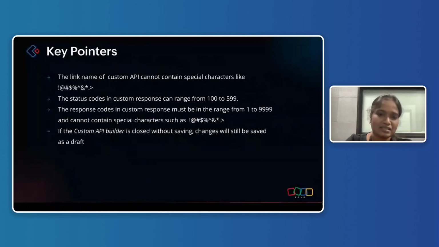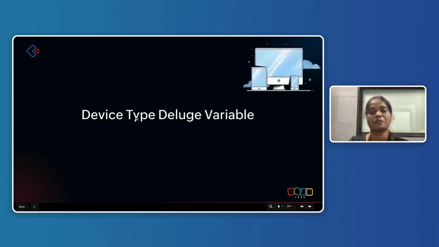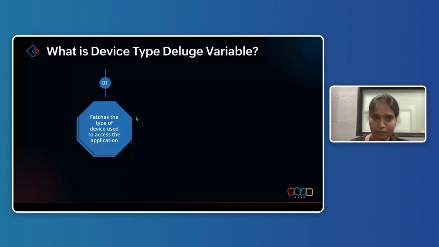So this is about the custom API, and if you have any questions, please post them in the question tab and get them answered. So the next new feature that we have is the device type deluge variable. So let's go and see what we have in the device type deluge variable. This will help us to fetch what device the user is using in order to access the application. For example, we know that whatever application you build in the creator platform, we can access it on the laptop, on the tablet, and also on the mobile.